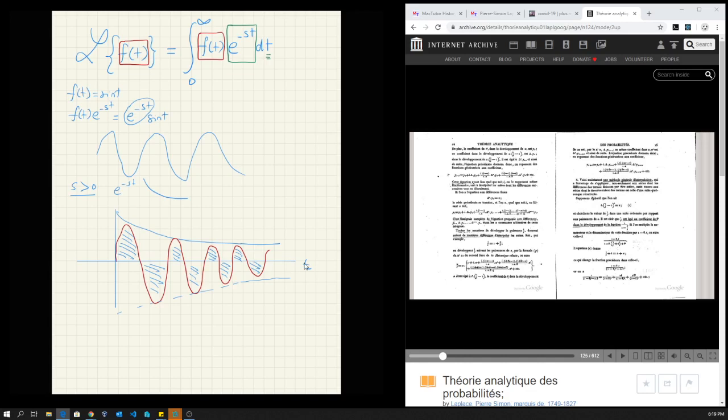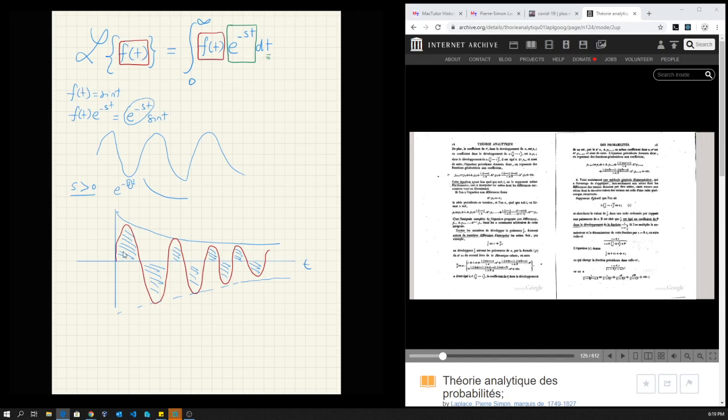Now, when you do that, your answer is actually going to depend on S. Why does it depend on S? Well, because this right here has S in it, and if you change the value of S, this exponential changes. So this exponential can get steeper or less steep, can change with S.